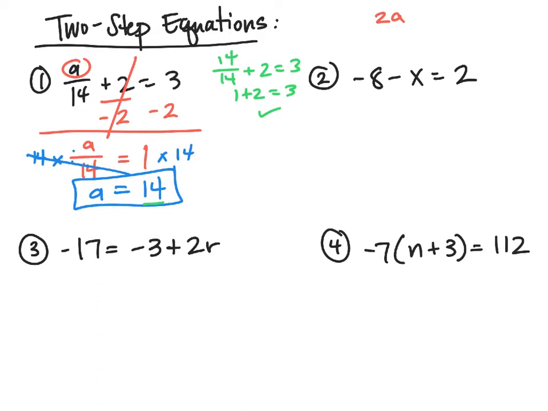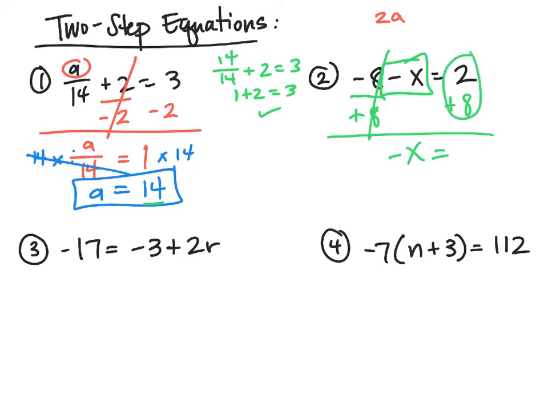All right, so number 2, again, we want to get rid of what is not attached to the variable. This negative 8 is not attached to the variable. The opposite of negative 8 is positive 8, so we want to add 8 to both sides. So we're trying to isolate that variable. So if you add 8 here, negative 8 plus 8 is 0, and that cancels out. Make sure you bring down that whole thing, that negative x. That's the whole reason it's a two-step and not a one-step. 2 plus 8 is 10.